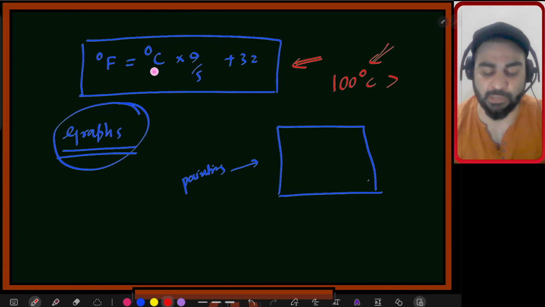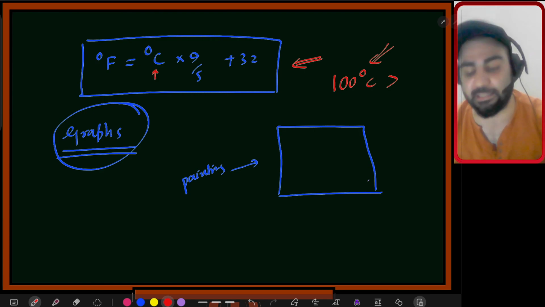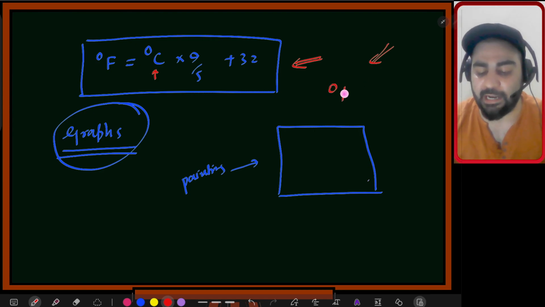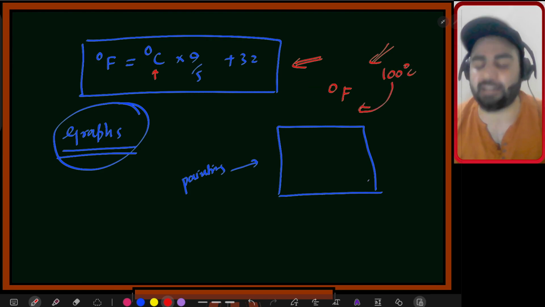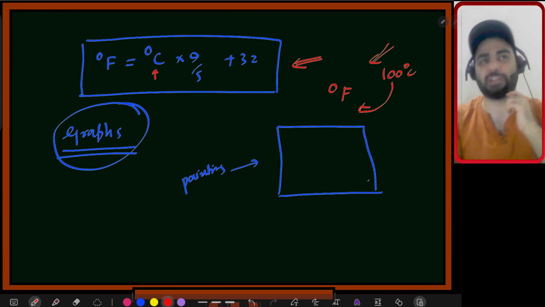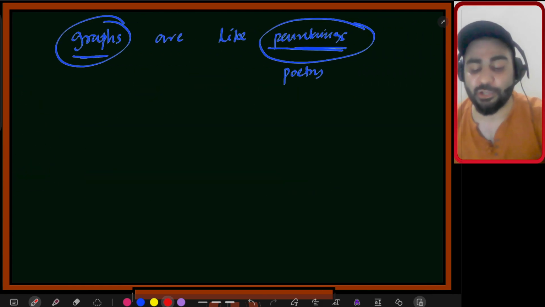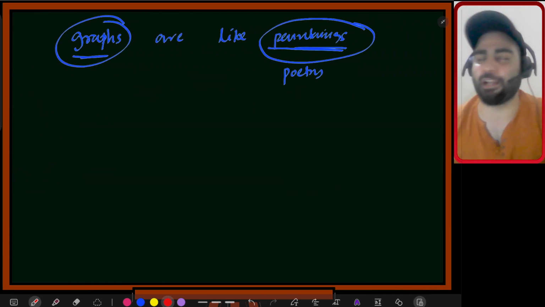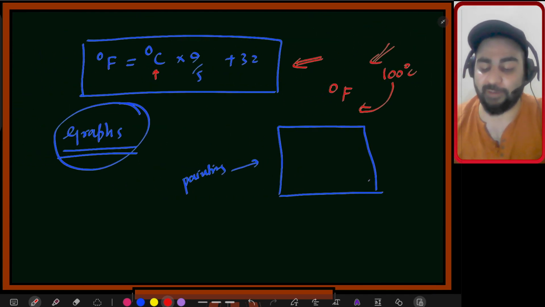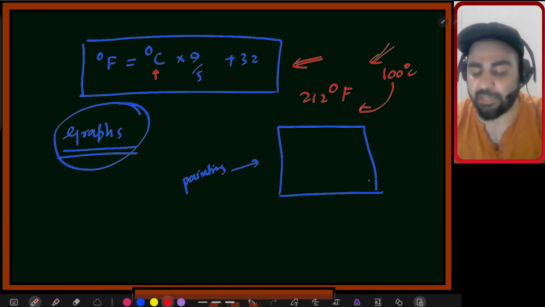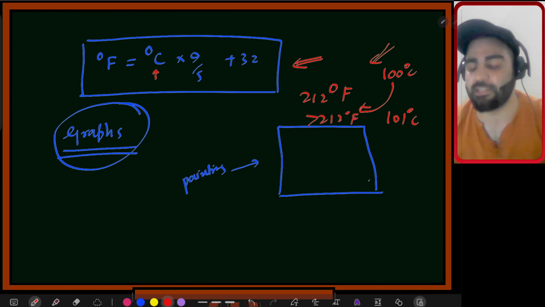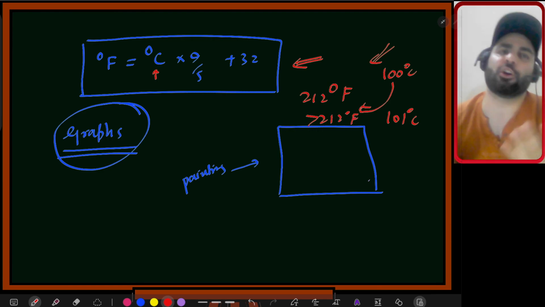So if you have a number, let's suppose 100 in degree Celsius, multiplying it by 9/5 will make it greater, and if I add plus 32, it will make it greater again. So when you convert it to degree Fahrenheit, you will get a number higher than that. There is some proportionality, there is some relation. When you increase one thing, the other thing also increases. It's really easy to see it visually. I had to tell so many things in order to tell this. 100 degree centigrade is 212 degree Fahrenheit. So if I write 101 degree Celsius, it will be greater than 212 degree Fahrenheit. You will see that there is some relationship that's always increasing.